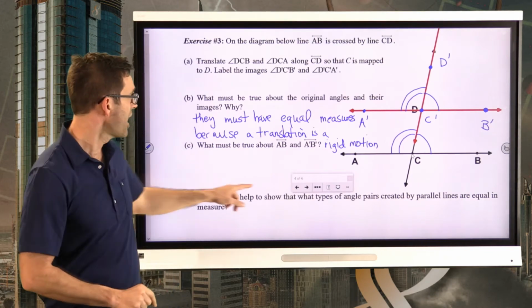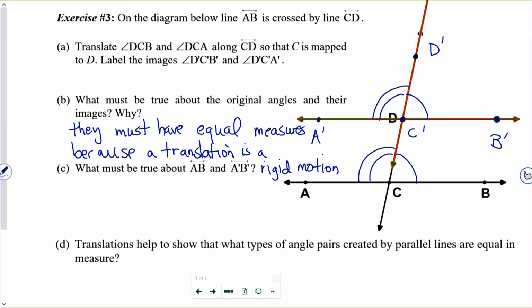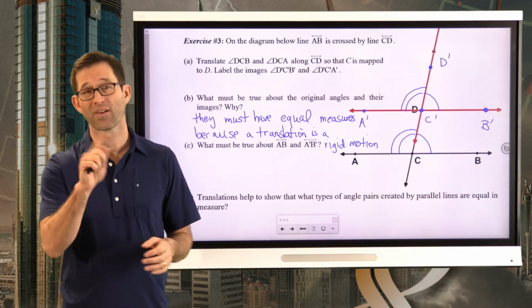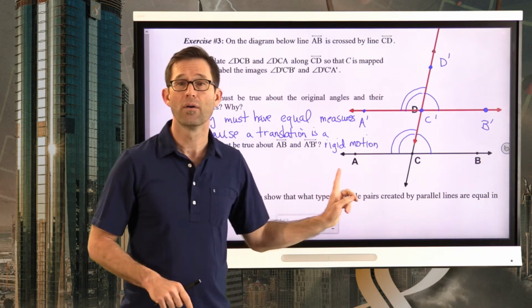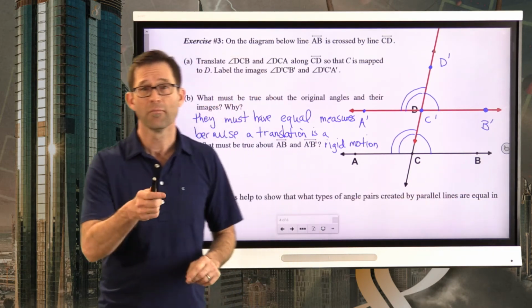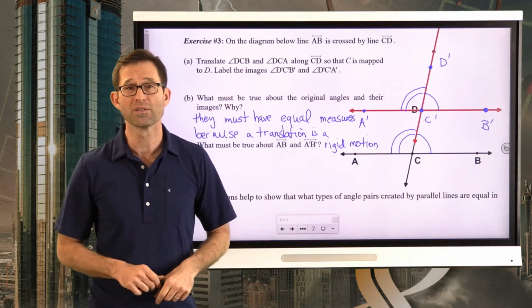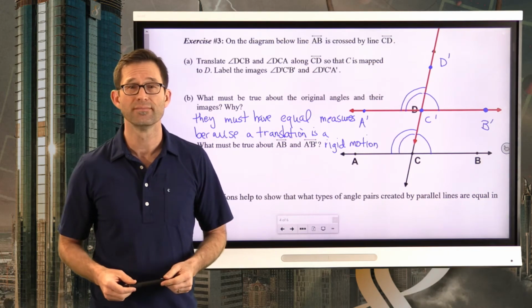Now, letter C asks us, what must be true about line AB and line A prime B prime? I probably should have also thrown in a why question mark here, but what must be true about A prime B prime versus AB? Pause the video now and write down what must be the relationship between those two lines.